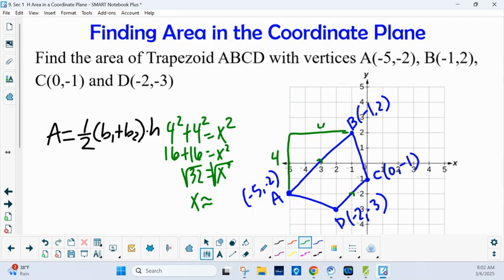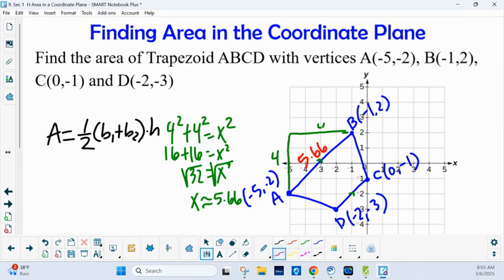Okay, what is the square root of 32, to the nearest hundredth? 5.66. Okay, so there's that one. That's one base. Let's do the other base.